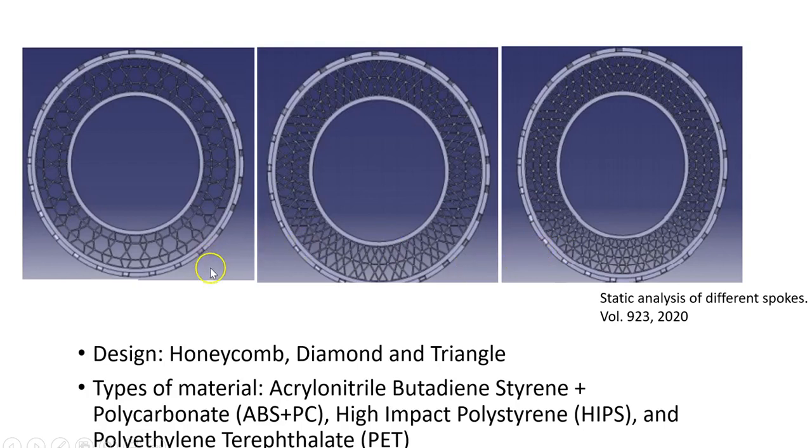And so each design was made out of the 3 materials, and they were all tested based on what structure it had. The first material that was used was acrylonitrile butadiene styrene plus polycarbonate, or ABS plus PC. The second material was a high impact polystyrene, or HIPS. And the third material was a polyethylene terephthalate, or PET.